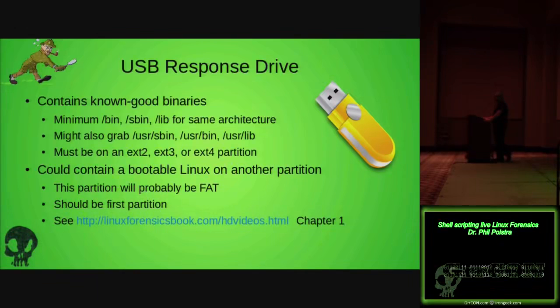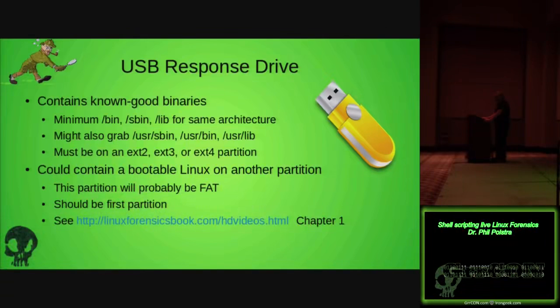You might also want to grab user sbin and user bin, user lib, if you want to run a couple of extra tools that you don't really need for this part. But no matter what you grab, it has to be on some sort of an ext file system, either ext2, 3, or 4. And the reason for that is permissions. You can't put it on a FAT file system and have it maintain all the execution permissions, etc. It's not going to work for you. Definitely not for system binaries.